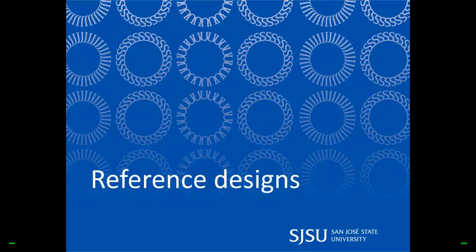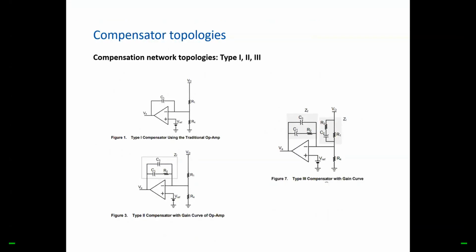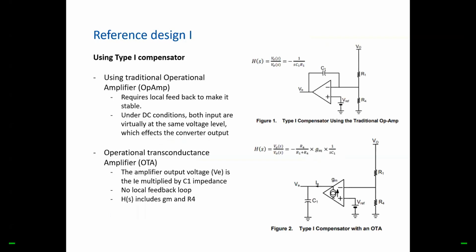So next, I will talk about reference designs. For the compensation network, there are three topologies that we can use: type 1 to 3 compensator topologies. First, we will talk about the type 1 compensator.